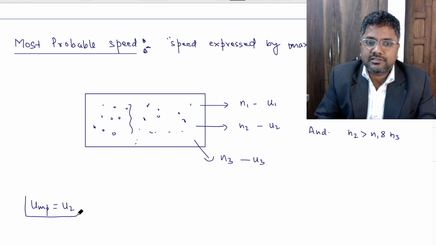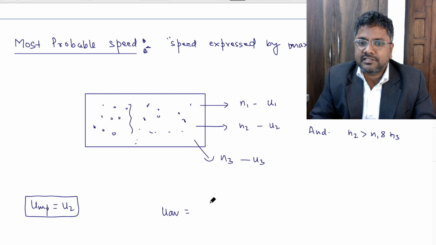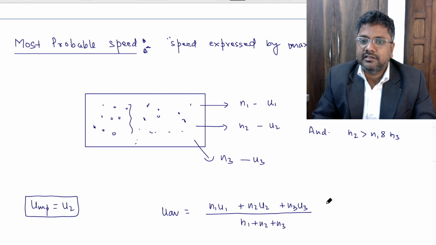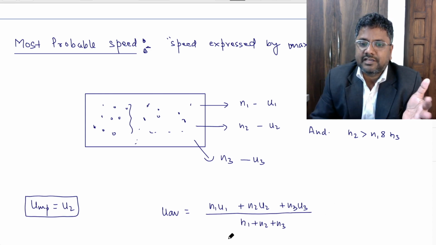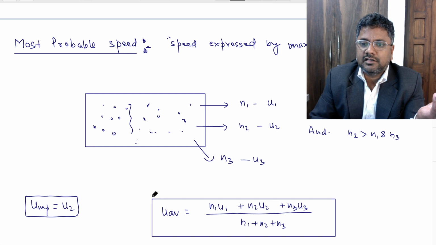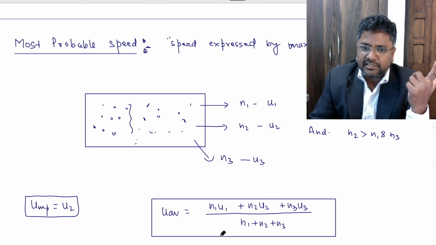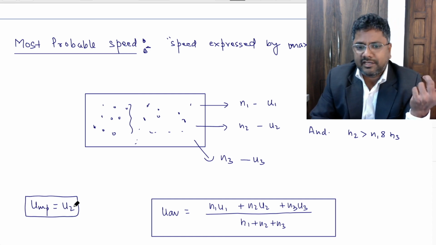No need to calculate, right? How to calculate average speed? Average is equal to n1u1 plus n2u2 plus n3u3 divided by n1 plus n2 plus n3. Suppose temperature is not given and molecular mass is not given, and this type of data is given, then you can calculate the average speed using this formula. And this average speed will come equal to the square root of 8RT by pi m, and the most probable speed, if you calculate, will come to the square root of 2RT by m, right?